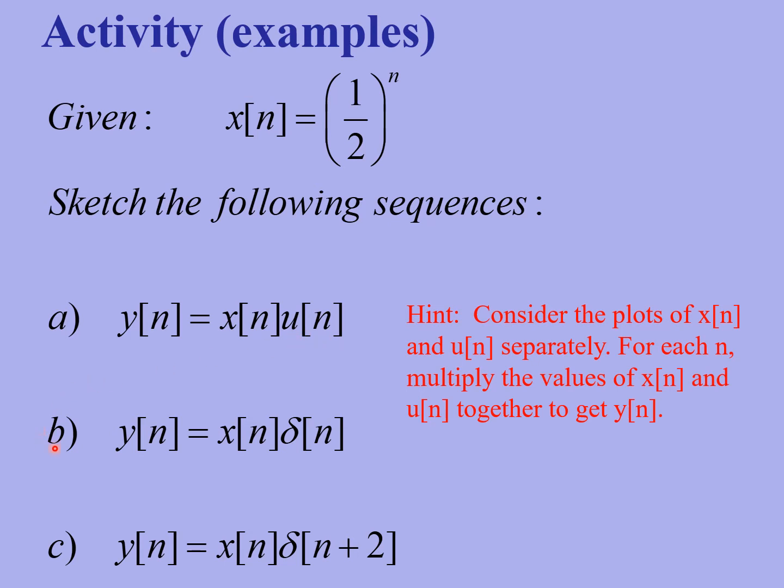Part B, y[n] is equal to x[n] times delta[n]. So this is the unit sample or delta function. And then the last one, part C, y[n] is equal to x[n] times delta[n plus 2]. So in order to do these types of problems, plot x[n], which is right here, and for example in this one, plot u[n] separately. Maybe overlay them, one above the other on your paper, and then just move across the sketch for each value of n, and multiply their individual values to get your answer here.